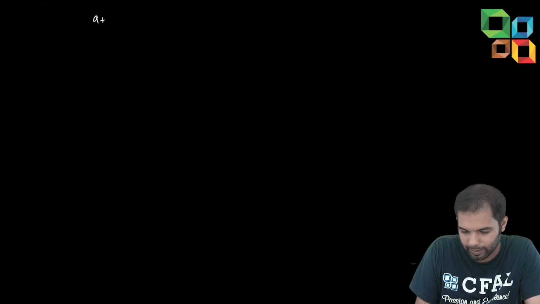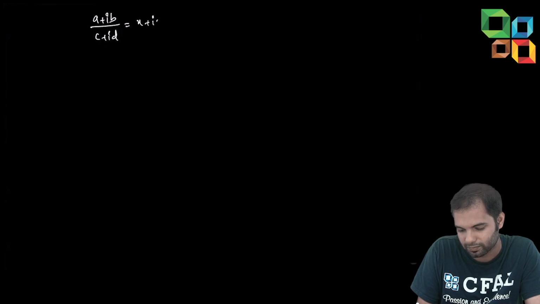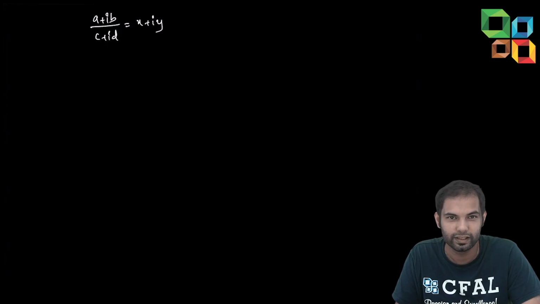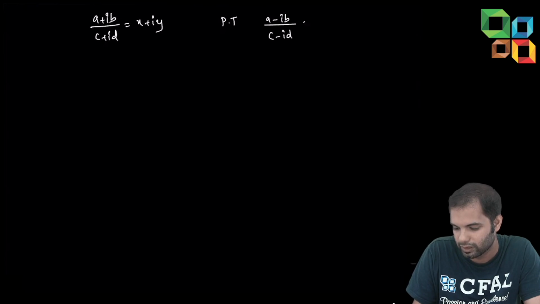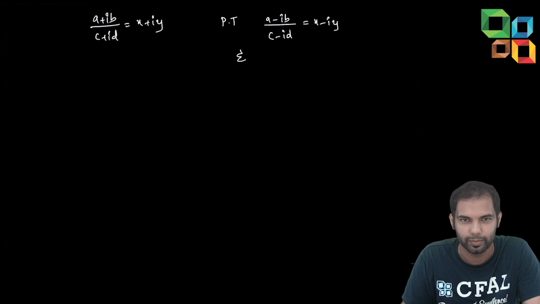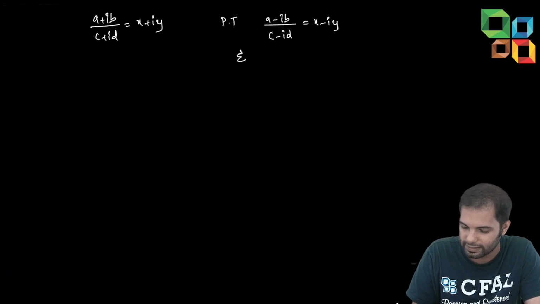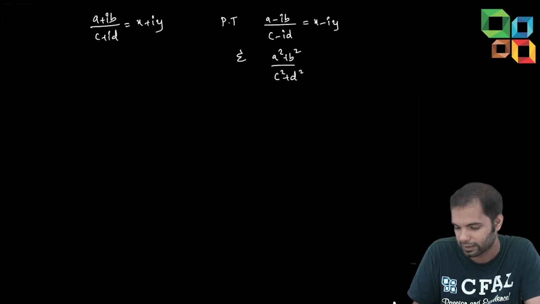Suppose a plus ib by c plus id is equal to x plus iy. If this is equal, prove that a minus ib by c minus id is equal to x minus iy. And there are two subparts in proving. And say a square plus b square by c square plus d square is equal to x square plus y square.